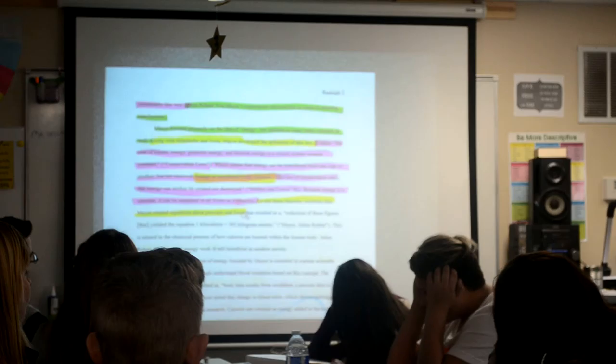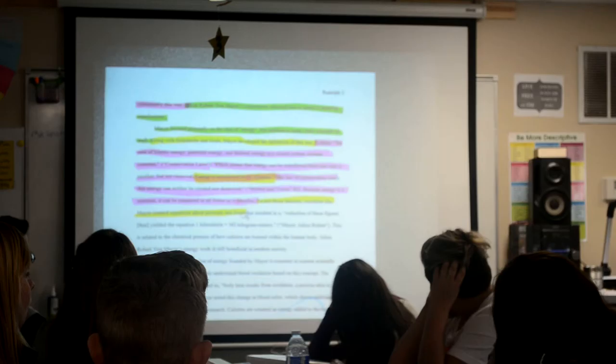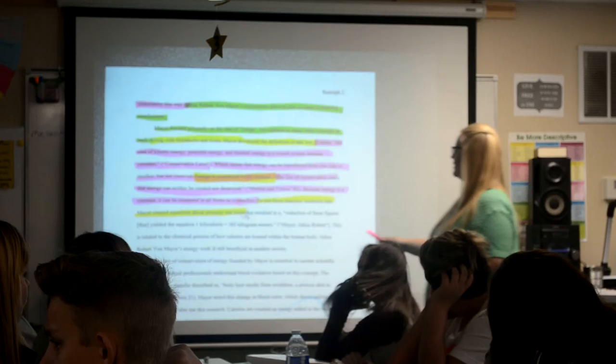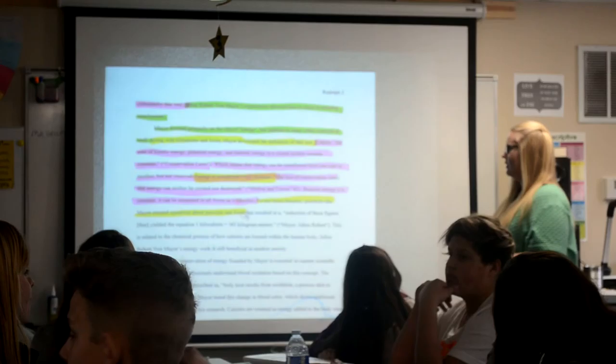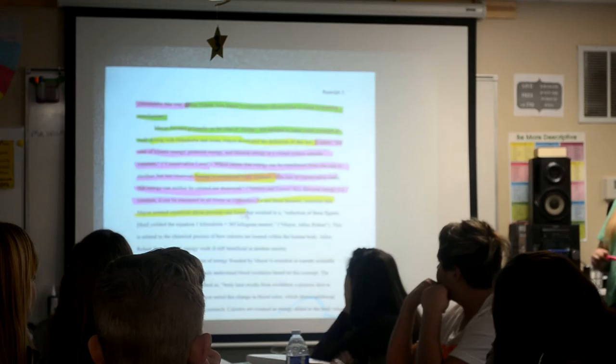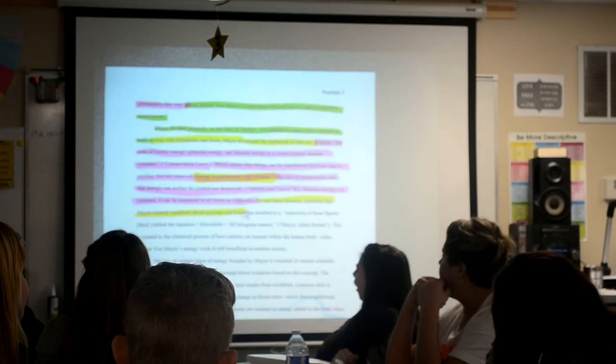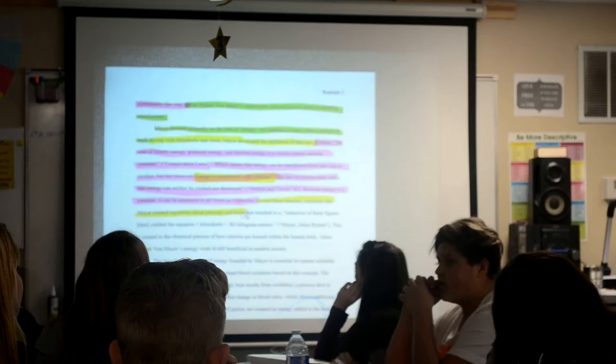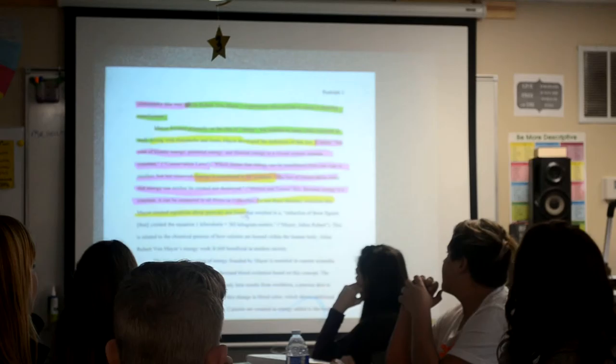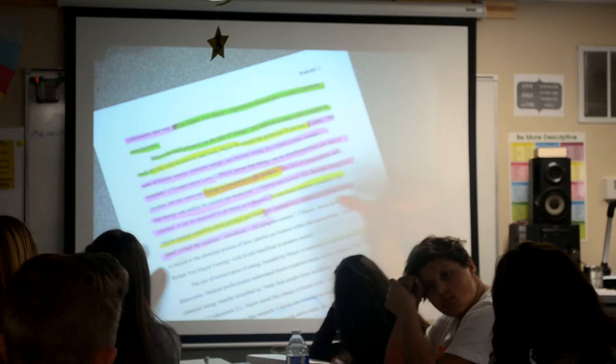Someone read it. Someone besides Emma. Someone besides Bryce. KJ, can you read the sentence for us? Start here. Forces that resulted in a reduction of these figures yielded the equation 1 kilocalorie equals 365 kilogram meters. Thank you, KJ. Alright. So, I want to point something out. Can we all agree that's a red? It also maybe sounds like it came off of a note card, doesn't it?